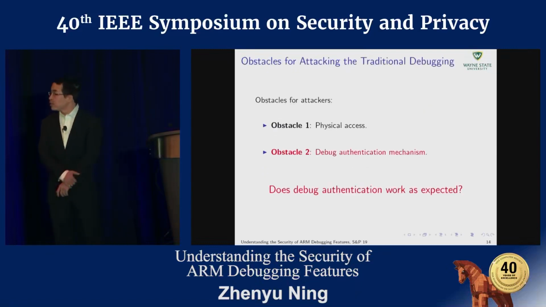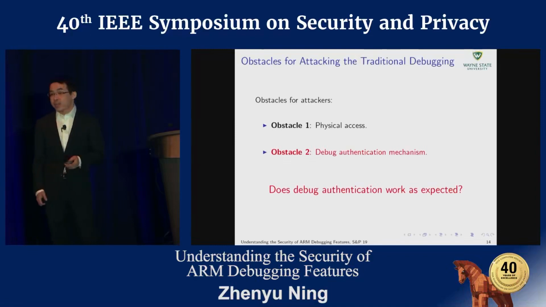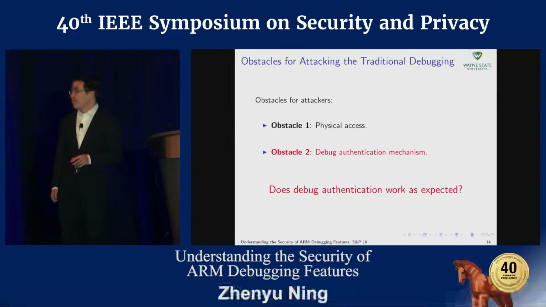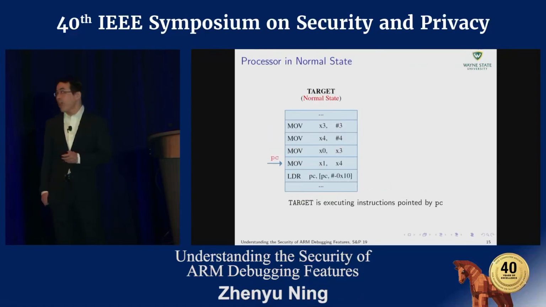And then second, does the debug authentication mechanism really work as we expected? Before we answer this question, I want to introduce something about the debug authentication mechanism. First, I will introduce different debugging categories in the ARM debugging architecture.